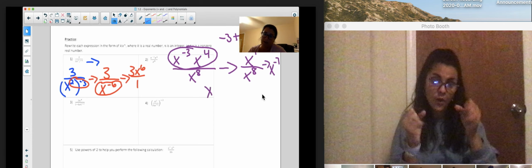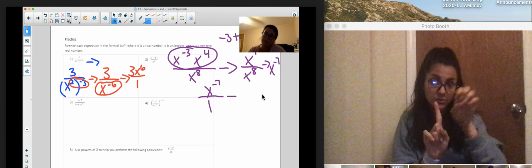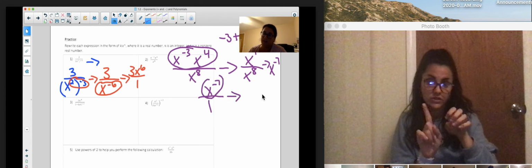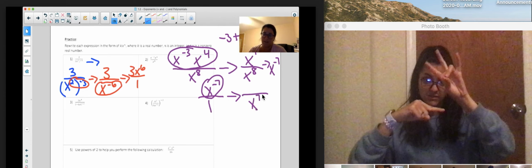Now, again, we need to make it a positive exponent, so we're going to put it over 1. And we're going to just move it over to the denominator. So x to the 7th in the bottom, and just 1 left on top.